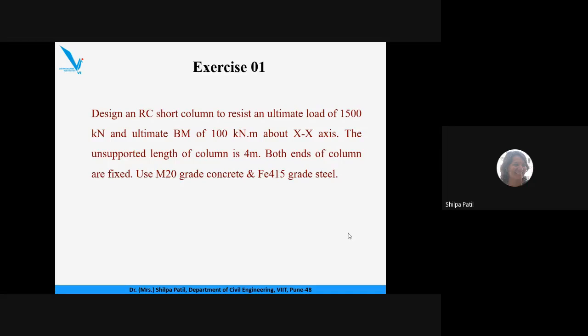I will read the problem. Design an RC short column to resist an ultimate load of 1500 kilonewton and ultimate bending moment of 100 kilonewton meter about x axis. The unsupported length of column is 4 meter. Both ends of column are fixed. Use M20 grade concrete and Fe415 grade steel.